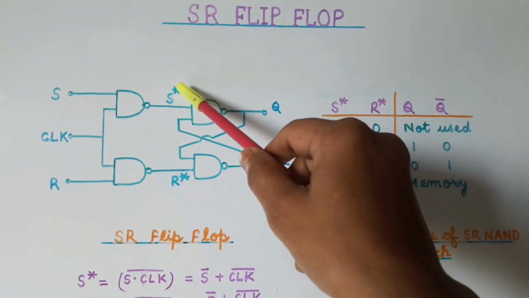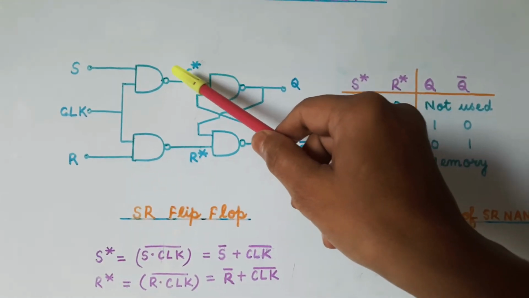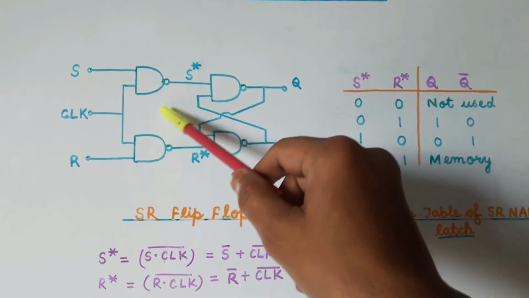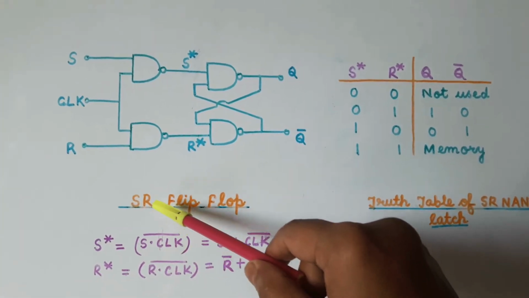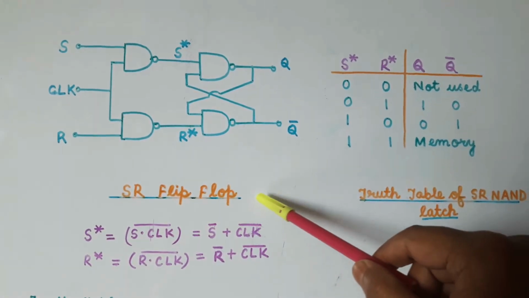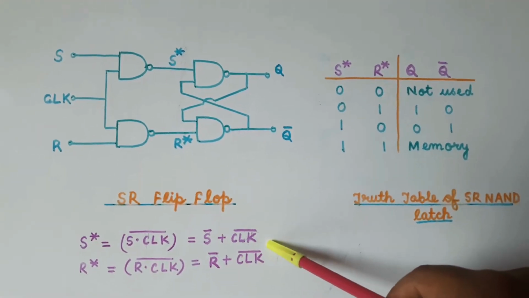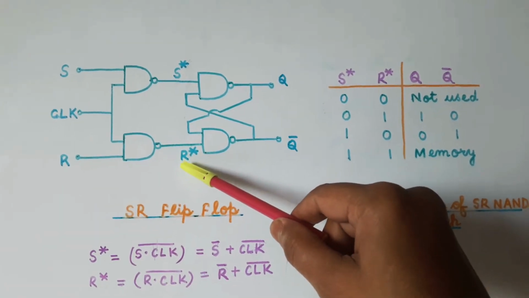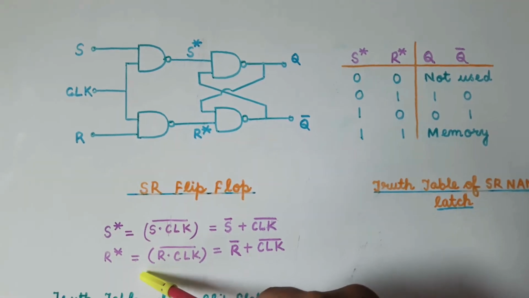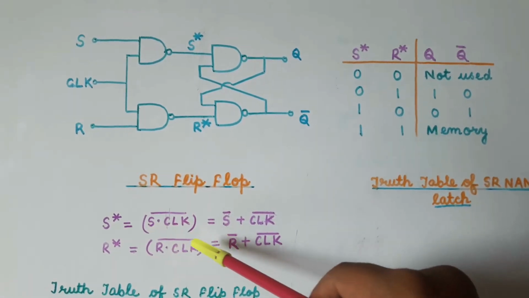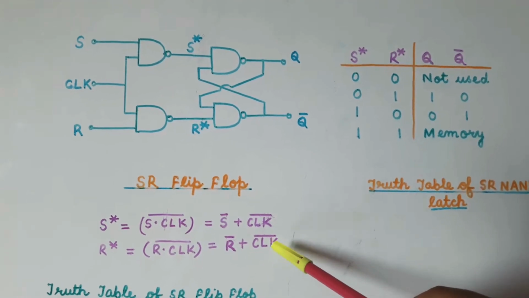Now let us write the expression for S star and R star. We find that S star is the output of this NAND gate. So we can write S star as S and clock complement, and from De Morgan's theorem, this can be written as S complement plus clock complement. Similarly, R star is the output of this NAND gate. So we can write R star as R and clock complement, that will be equal to R complement plus clock complement from De Morgan's theorem.